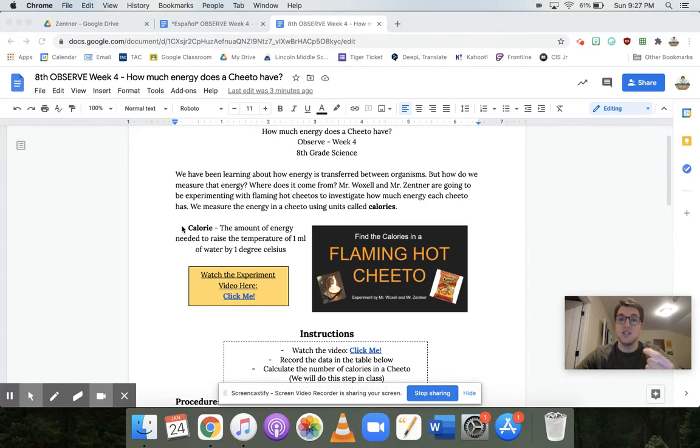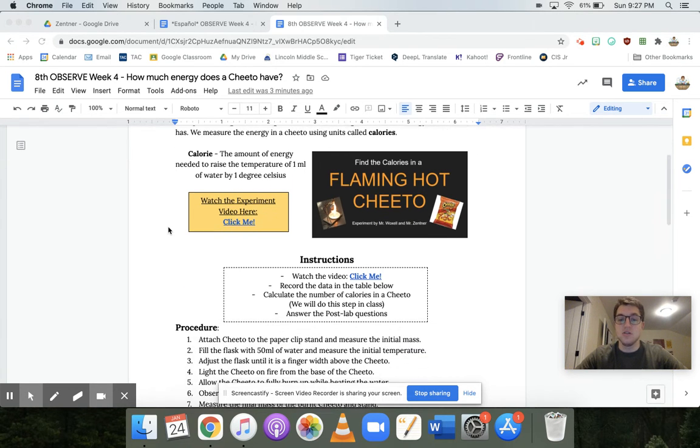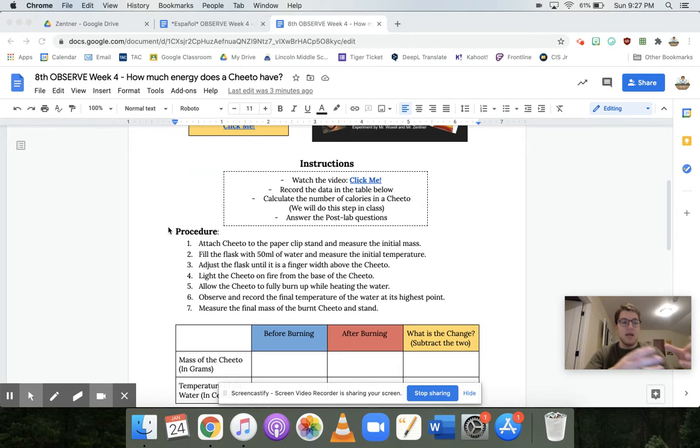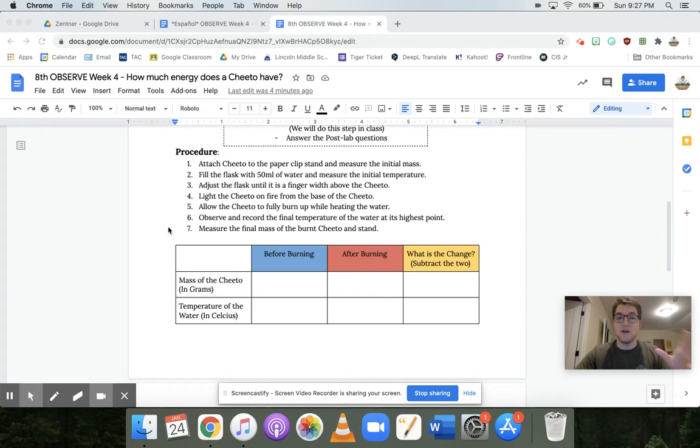A unit of energy is a calorie. I'm sure many people have heard of that before, but the technical definition of a calorie is the amount of energy needed to raise 1 milliliter of water 1 degree Celsius. So what we're going to do is we set a flaming Cheeto underneath a little flask of water, and we recorded how much the temperature of that water increased, and we noticed how much mass, how much weight, the Cheeto lost. So by calculating those two things, we can figure out how many calories the Cheeto really has.